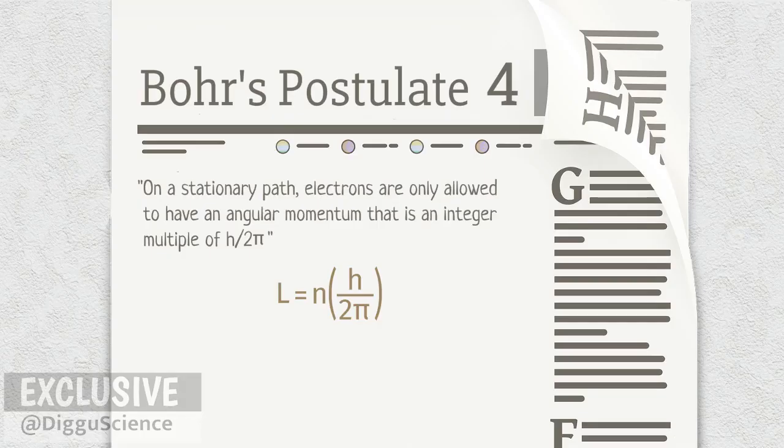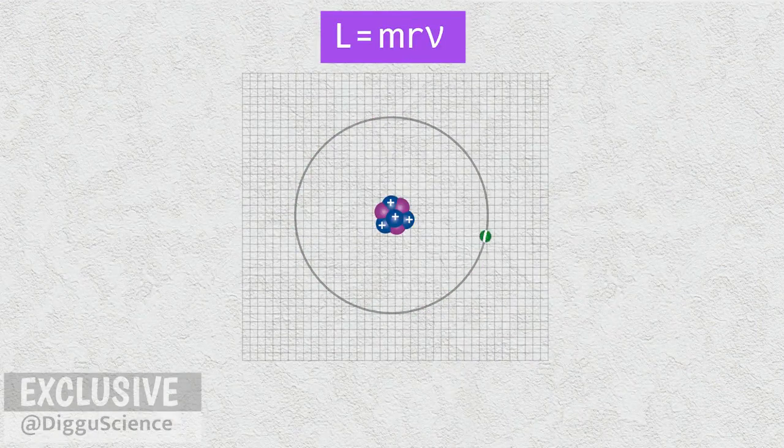Fourth postulate. On a stationary path, electrons are only allowed to have an angular momentum that is an integer multiple of h over 2 pi. As an illustration, the angular momentum of a particle can be calculated from the equation L = mvr. In this case, the mass of the electron is constant. The radius of the electron is also constant.